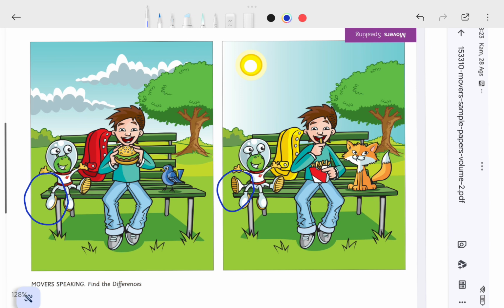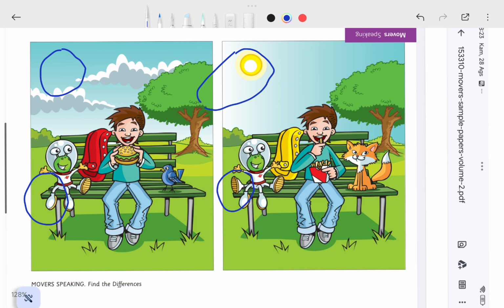In picture 1, there is no sun. And then picture 2 has a sun. Yeah, it has a sun. What else do you find different?